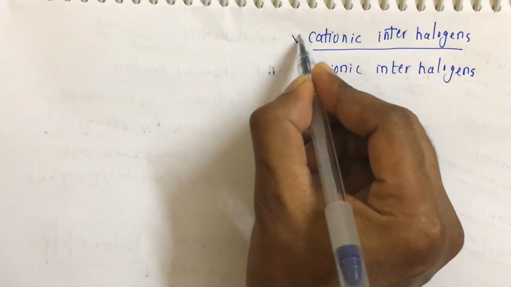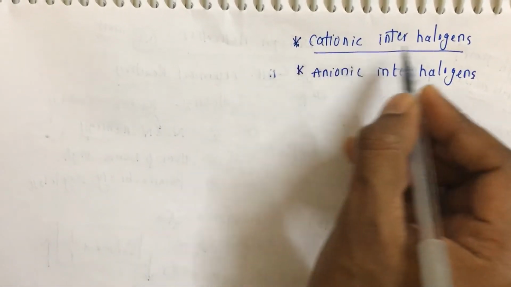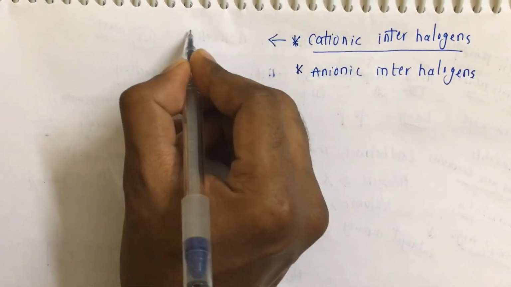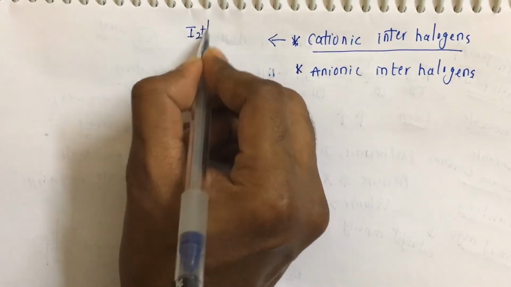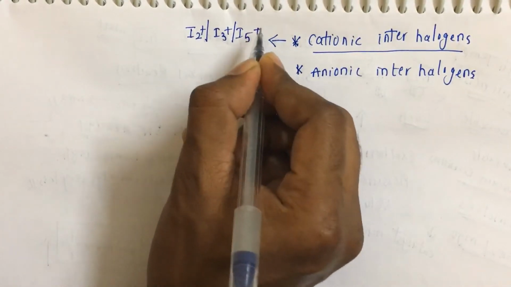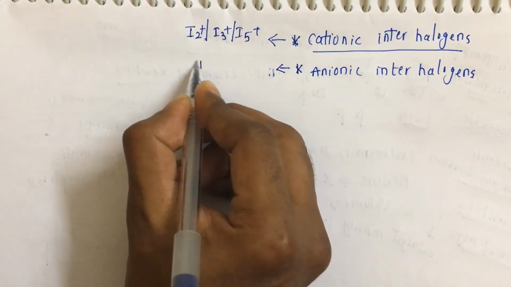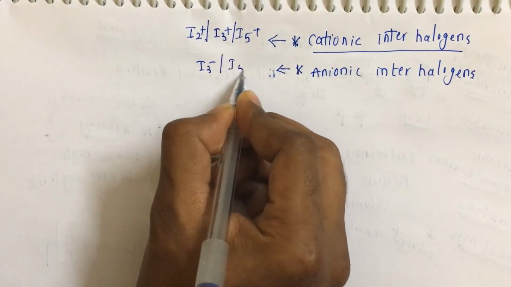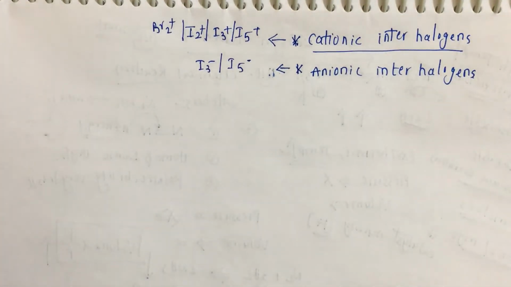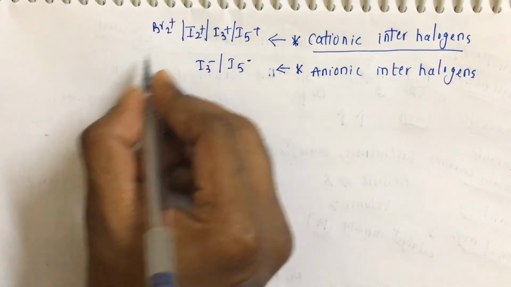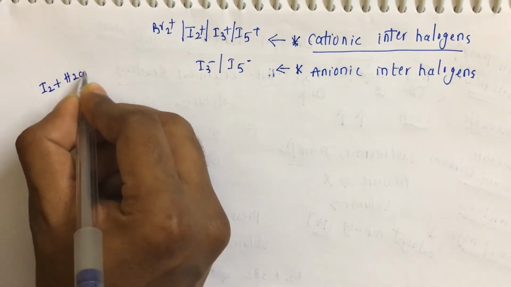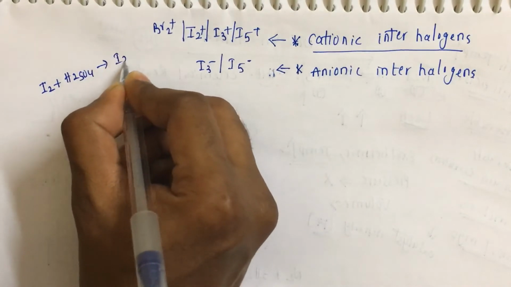And here we have two important topics: cationic interhalogens and anionic interhalogens. The examples for cationic interhalogens are I2+, I3+, and I5+. And for anionic we have I3- and I5-, and Br2+ also comes here. And we can prepare this when we have I2 and treat it with H2SO4, so here we get I2+.